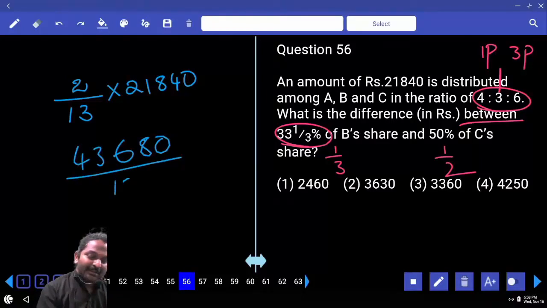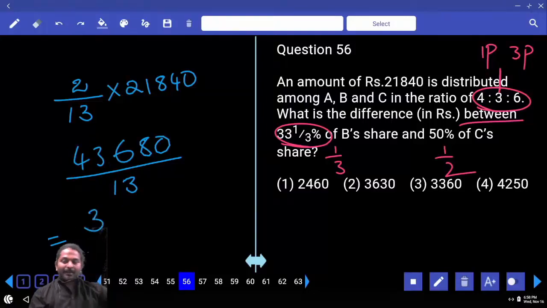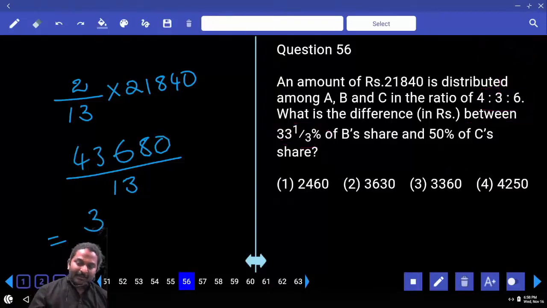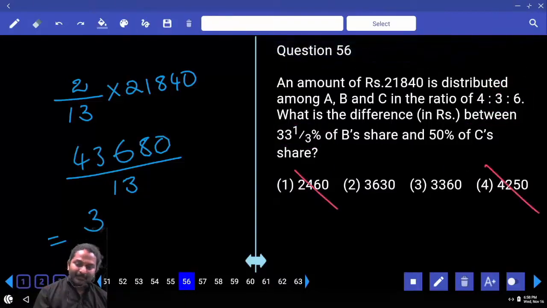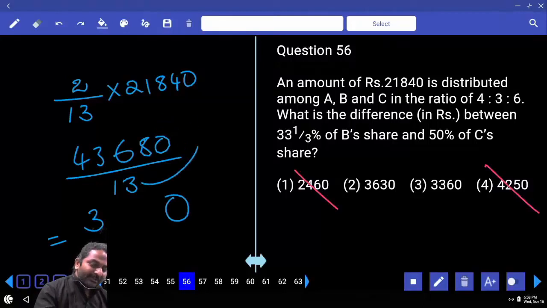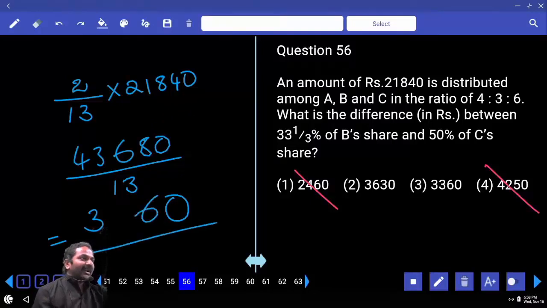43 by 13. 2 times, 3 times, 4 times. How many options are there? Now it is enough to verify the last digit. As you have 0 here, you'll get definitely 0. 3 into which number ends with 8? So the answer must start with 3 and should end with 60.